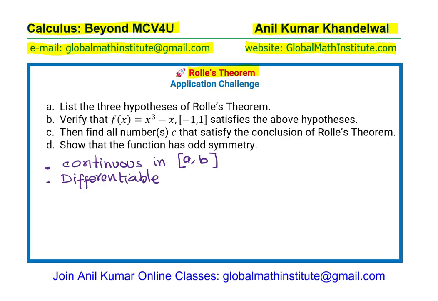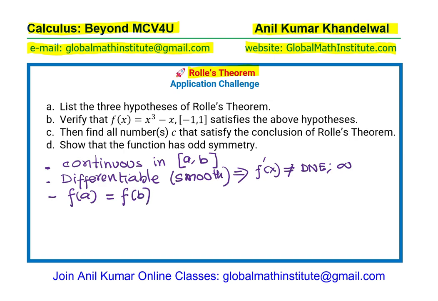When it is differentiable, it means the curve is smooth. It also implies that the first derivative does not exist or is not defined, or it cannot be infinity. So that means we are avoiding cusps and corners. And the third is that the value of the function at a should be equal to the value of the function at b. So these are the three conditions.